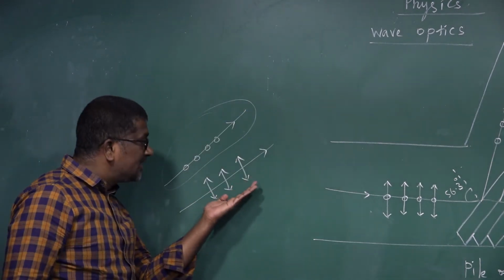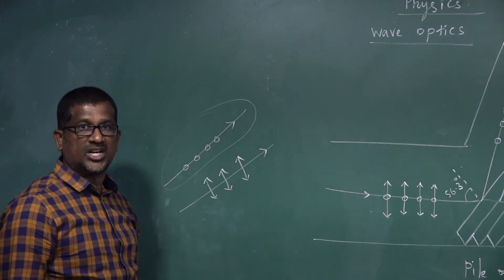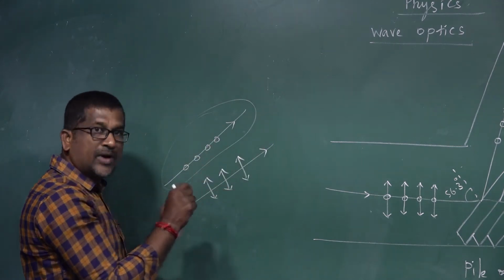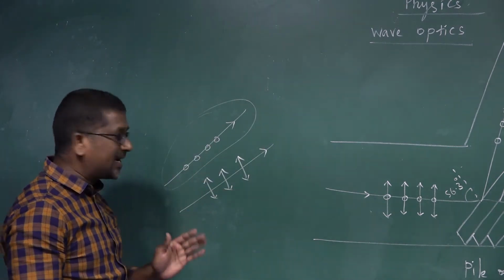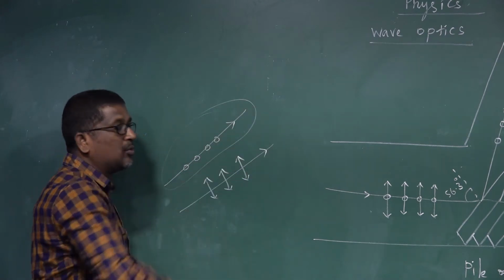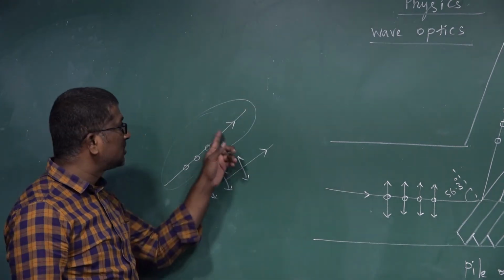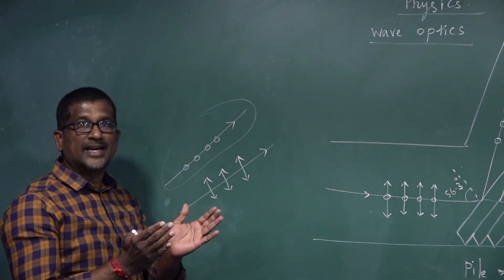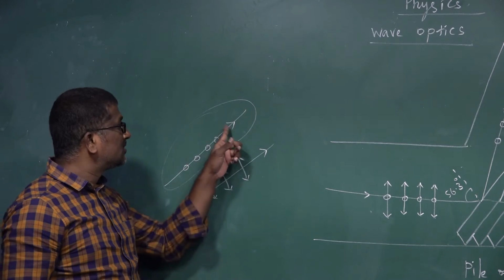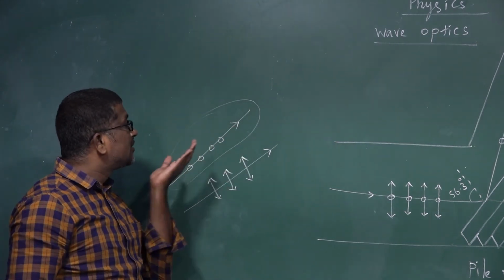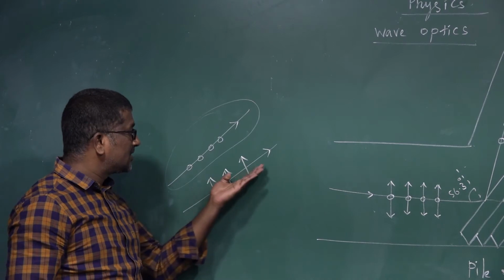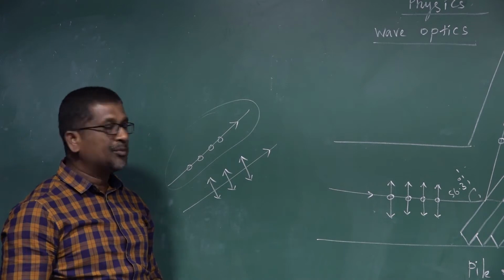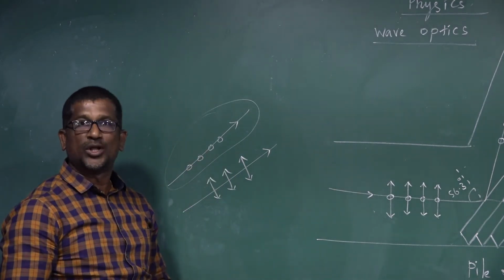And the second diagram also represents plane polarized light. The only difference is that this light also consists of vibration in only one direction, but that direction is parallel to the plane of the board. So this is the difference between this diagram and this diagram. Both represent plane polarized light, but in this one the vibration is perpendicular to the plane of the board, whereas in this diagram the vibration is parallel to the plane of the board.